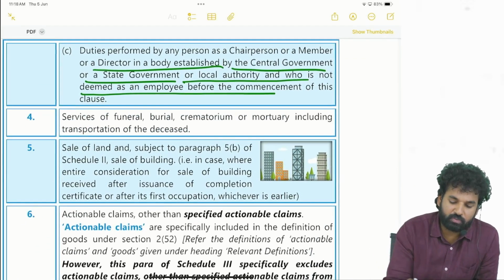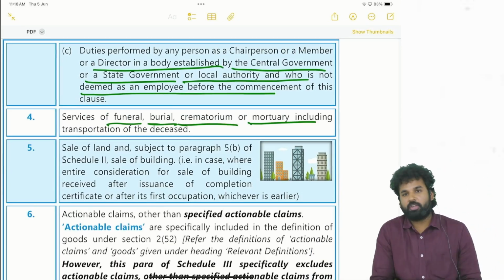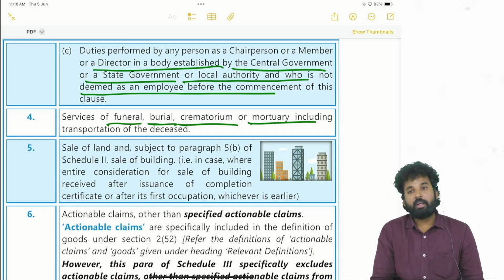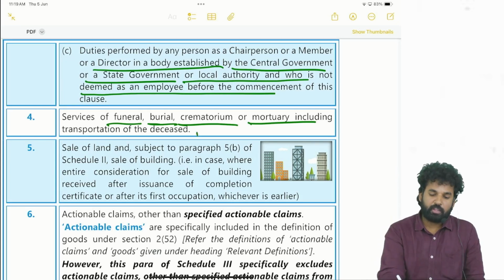Next is services of funeral, burial, crematorium or mortuary, including transportation of the deceased. So funeral and allied activities and related activities, whatever it may be, transportation of the deceased person, transportation of the dead body. Whatever the service it may be, at the crematorium, if they are providing any such service, this is completely outside the ambit of GST.